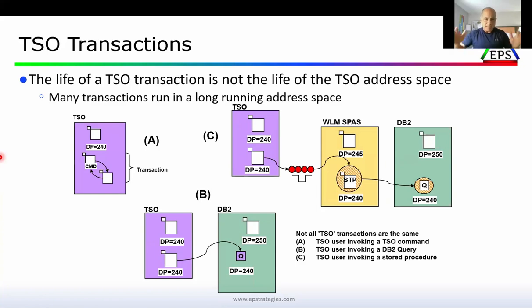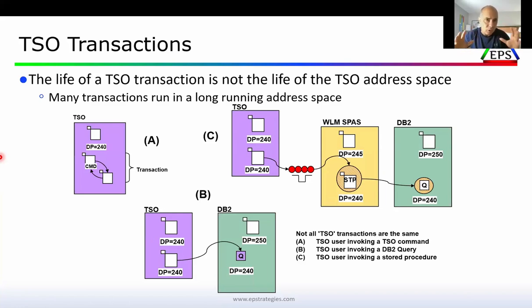At night, that's the life of the address space. But as you probably already know, we're able to set response time goals for the transaction. So if the address space is very long-lived, how do we set response time goals? That's because the life of the transaction that we're measuring is different than the life of the address space. When you hit enter at TSO, that's what WLM is considering.